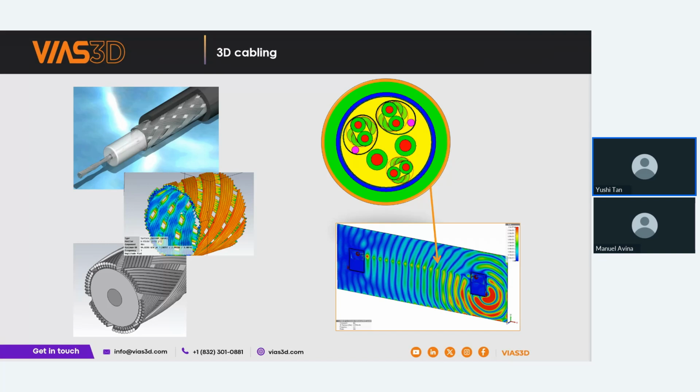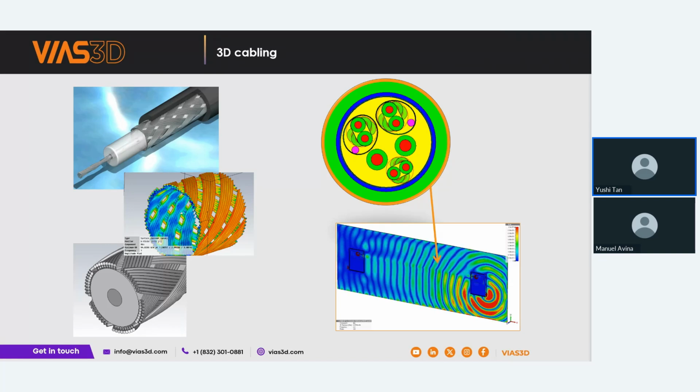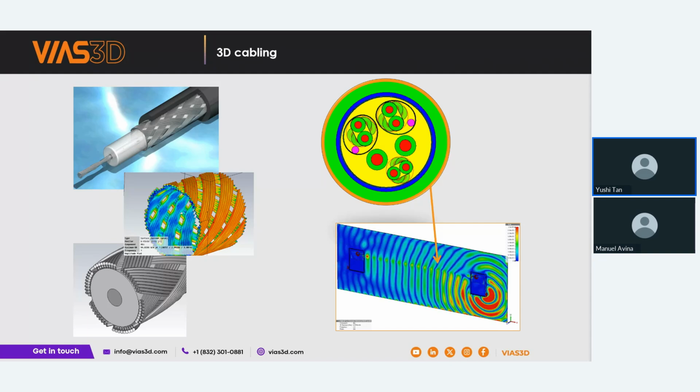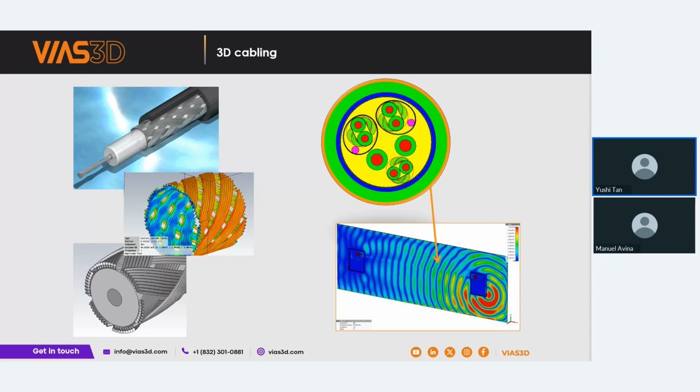Now on the right, we see such a case, right? We have the cross section of the cable, where you can represent the full length of the cable using some kind of equivalent modeling technique. Now you can, of course, get the S parameters from it.